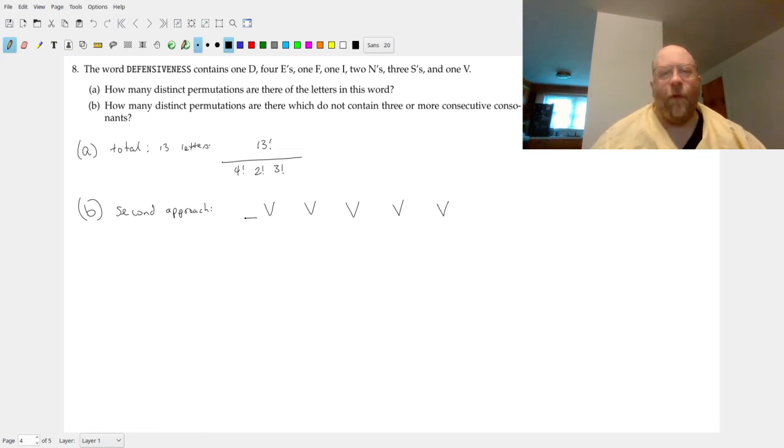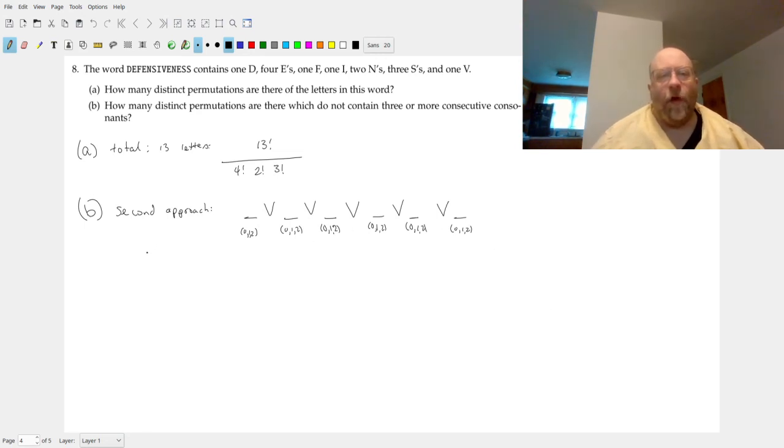Again, which means there are 6 slots here. I have to put 8 consonants in these slots, and I can't have 3 or more consonants together. So I could put 0, 1, or 2 consonants here, 0 consonants here, 0, 1, or 2 consonants in the spaces.